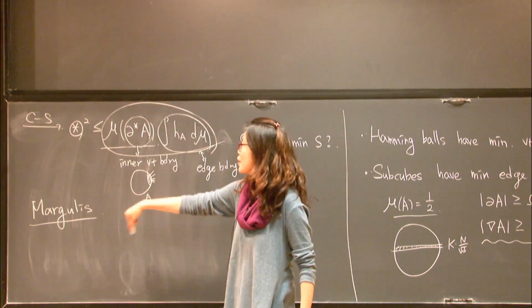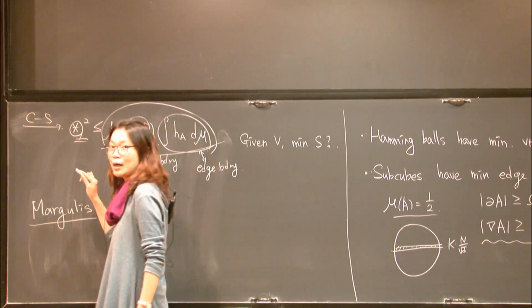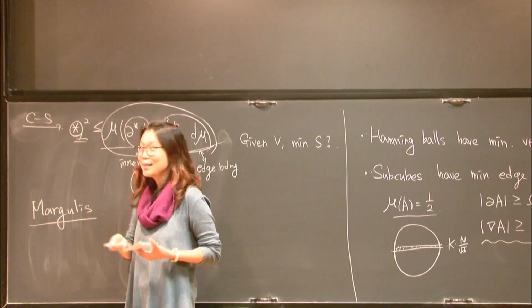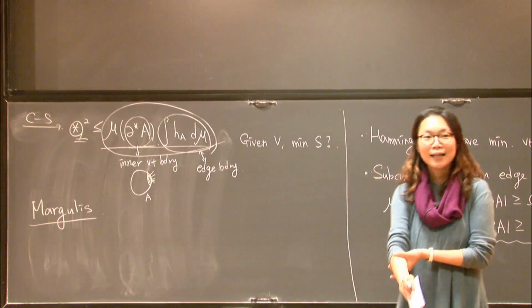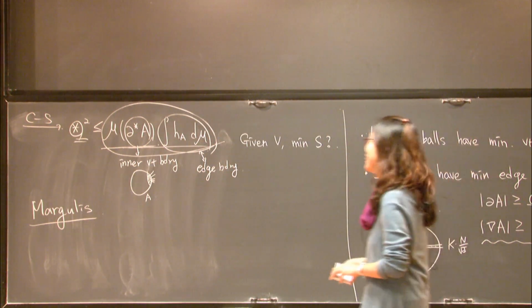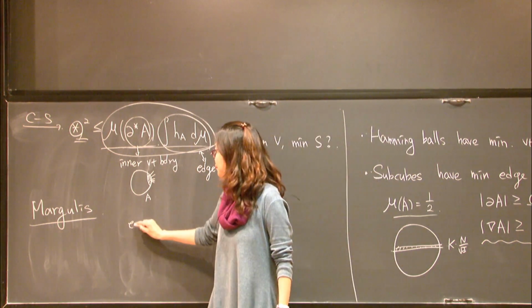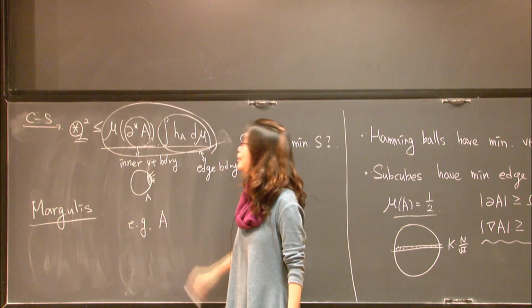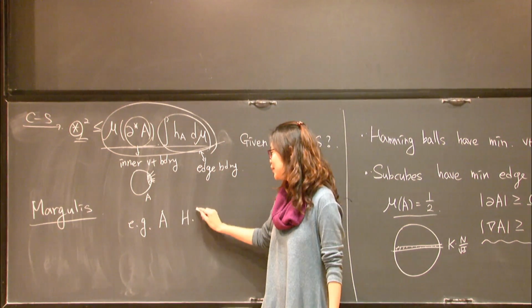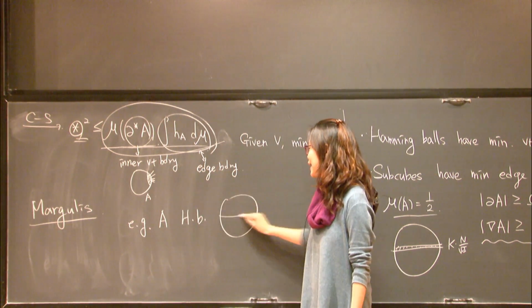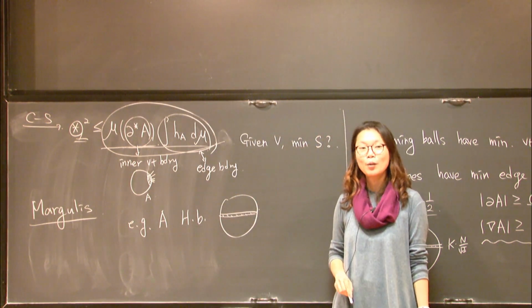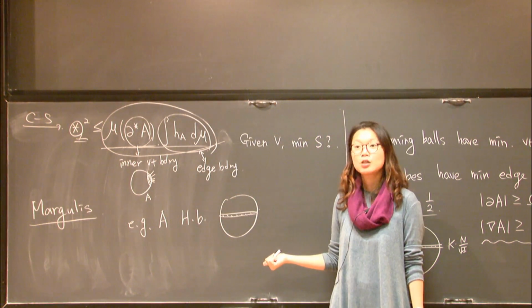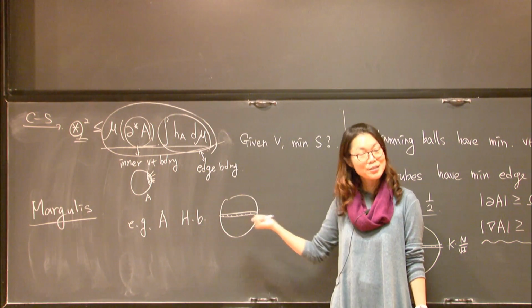And that gives us this tight lower bound. Tight means tight up to constant. Tight lower bound for the product of this expression. So let me give you some more examples. So for example, if A is a Hamming ball, then we know that it has the smallest vertex boundary. But how about its edge boundary? Huge, right? So there's some trade-off.